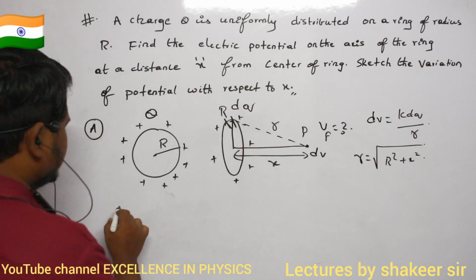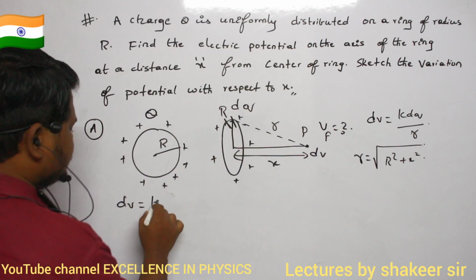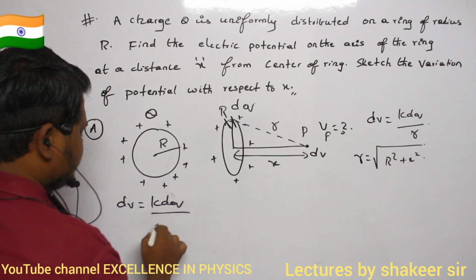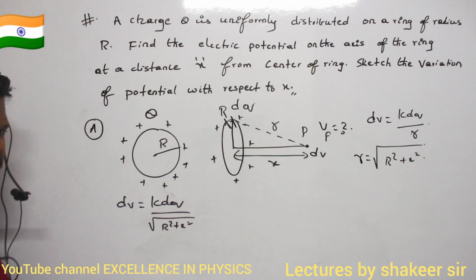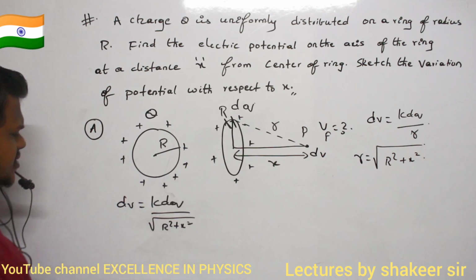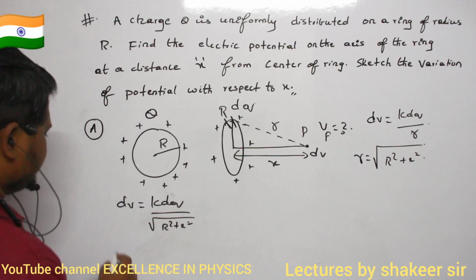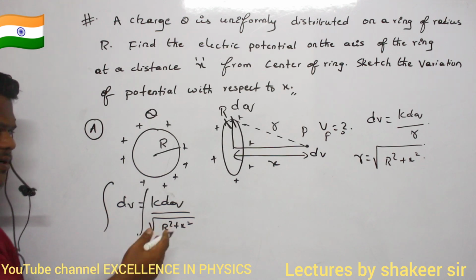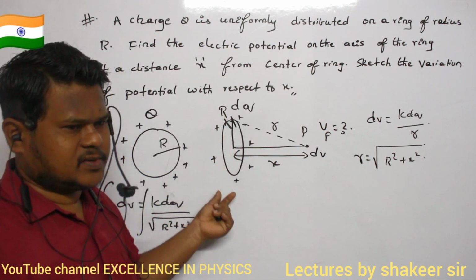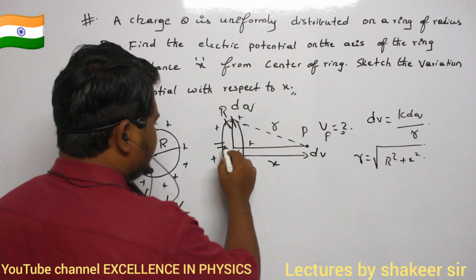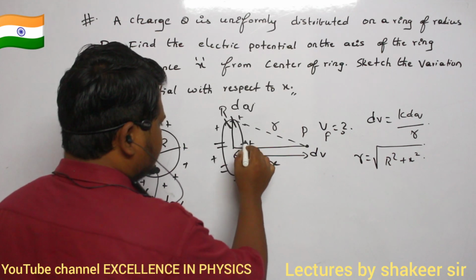If I substitute, dV is equal to k dq divided by the square root of r square plus x square. I got the answer up to here. Now if I want the total potential, what do I have to do? Integrate on both sides. If I want the total potential, I should add the potential due to all these elements, all the dq's present on this length of the ring.